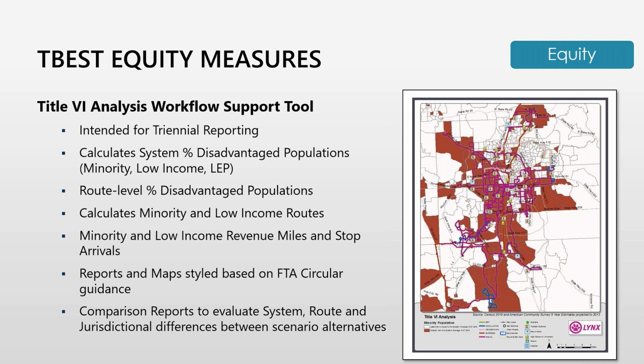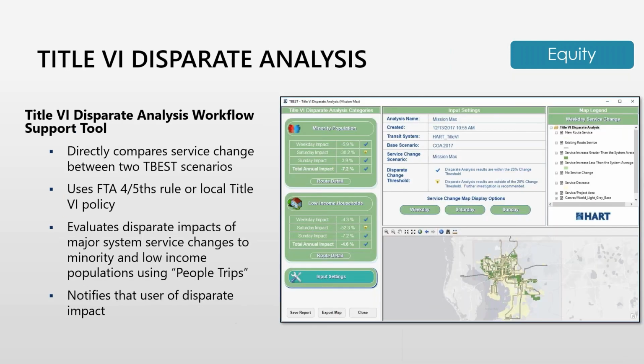So a few of the items that this workflow will do is calculate the system percentage of disadvantaged populations: minority, low-income, LEP. It calculates minority and low-income routes, which if you do that alone is a very time-consuming process, and minority and low-income revenue miles and stop arrivals and several others. And in the end, you can compare them, right? So it's not just that you're doing this for one scenario. You can do it for multiples and then compare the results. So that's another item that's very important.